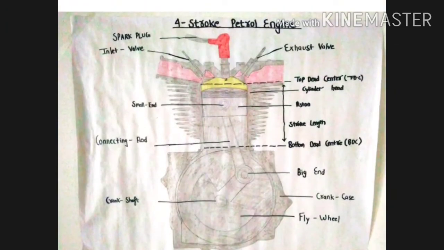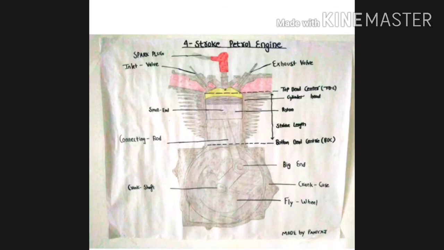Here you have to see in the diagram, there are various components in this presentation. First of all, you have to see the spark plug, inlet valve, exhaust valve, cylinder head, piston, big end, crankcase, flywheel, crankshaft, connecting rod and small end. These are the parts. We have to understand each and every component in detail. First of all, what is a spark plug.